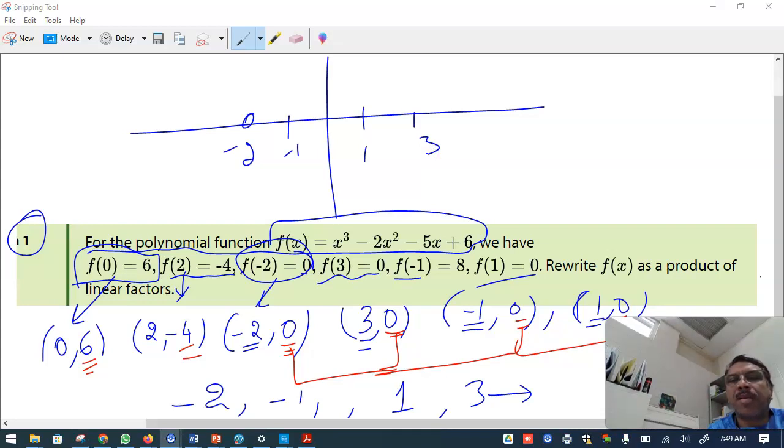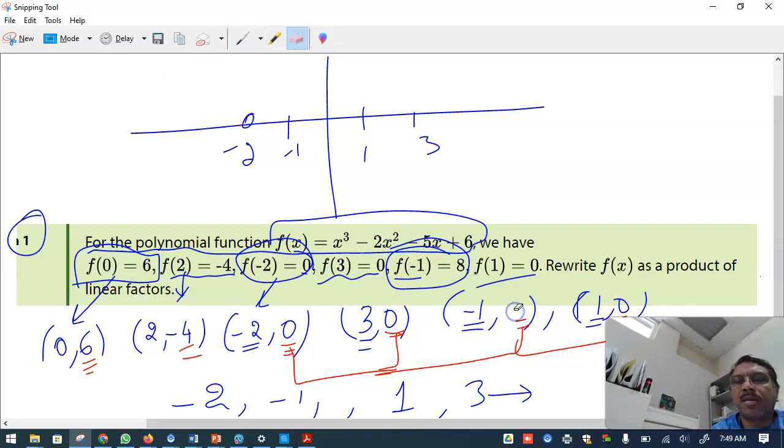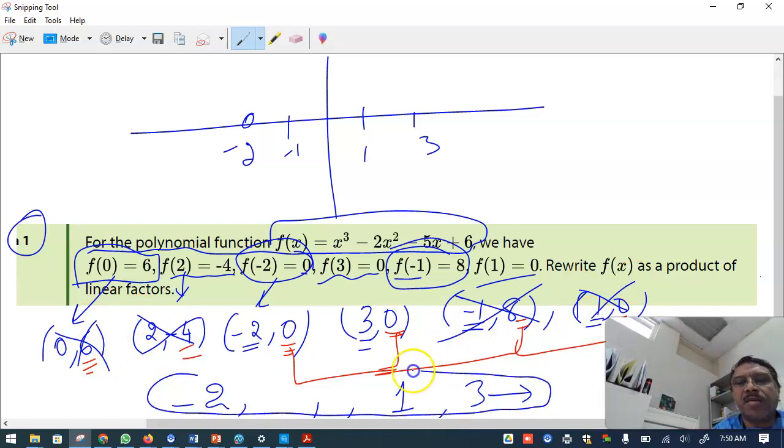I think I copied the minus 1 wrong. So f of minus 1 is not correct. It is 8 there. So at minus 1 we don't have a zero. That means the zeros are minus 2, 1, and 3. So minus 2, then there is a 1 and there is a 3.